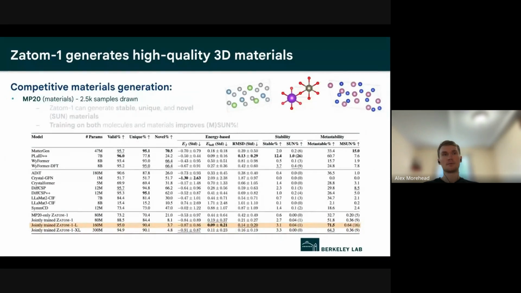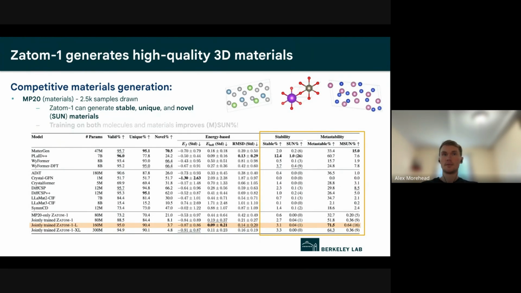And basically what we're doing is we're assessing its performance, the generation quality of all the generated materials across a range of different standardized metrics. There are different categories, and here we're focusing on stability and metastability to start. And what we see is that Zatom1 can generate a reasonable percentage of stable, unique, and novel materials, abbreviated SUN, and metastable, unique, and novel materials.